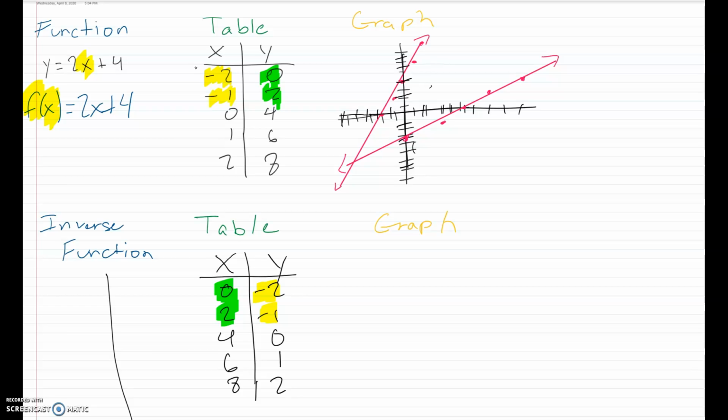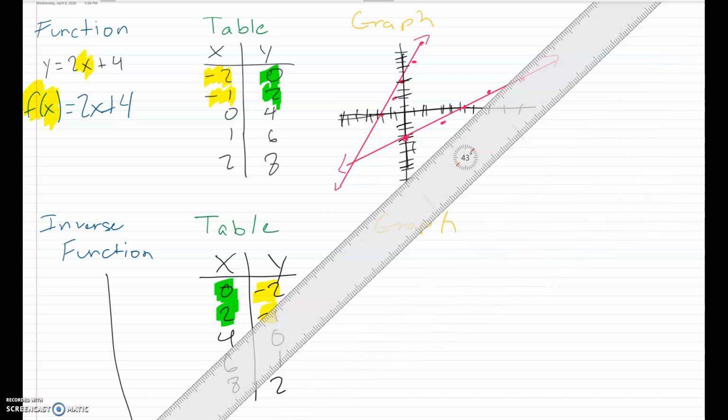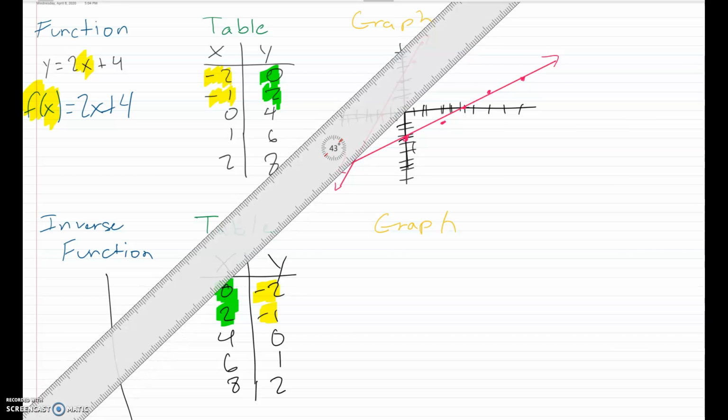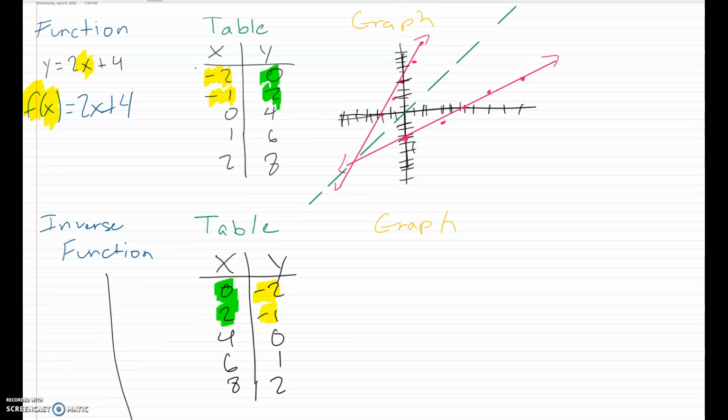What's true about inverse functions, at least in terms of the graph, is that the x and y values are still flipped, but the really cool thing is that they've actually been reflected. When you graph the original function and the inverse of a function, they look really, really similar. It's just reflected across this green dotted line. And that's really, really cool.